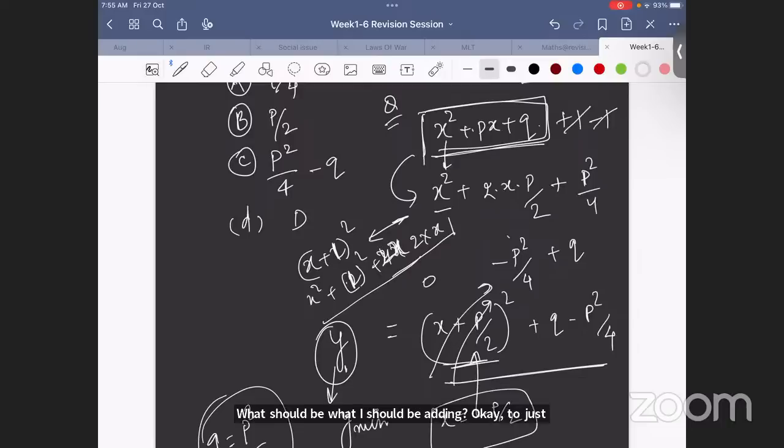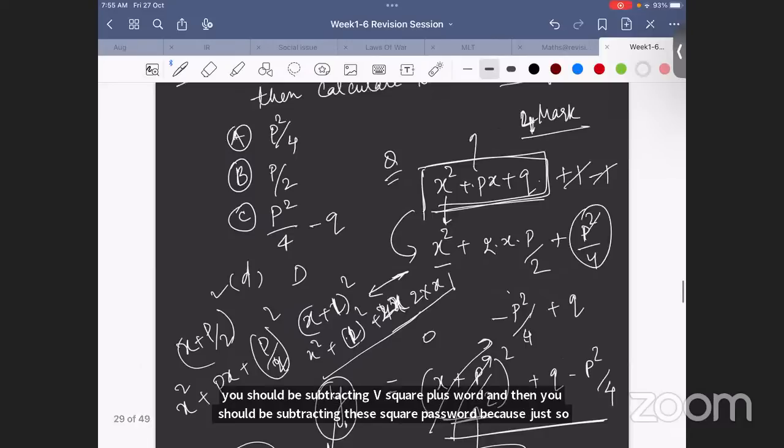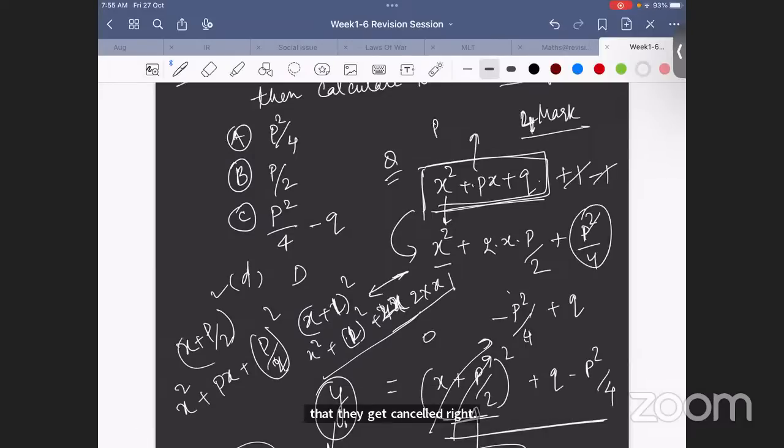Okay, if you are doing the square method, x plus p by 2 whole square will be there, that is x square plus px plus p square by 4. So you have to make it a perfect square. You add p square by 4 and then subtract p square by 4, so that it gets cancelled, right? Because in the original equation, p square by 4 was not there. That's why we have added and subtracted.